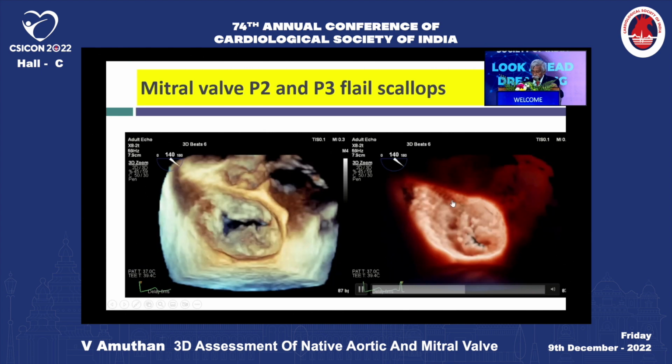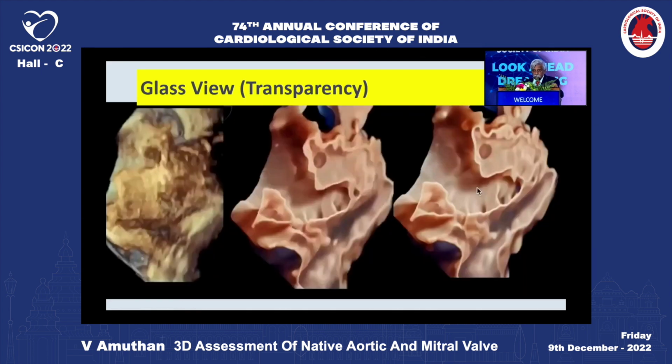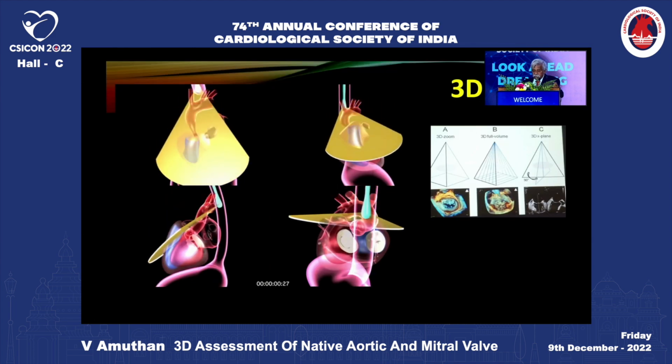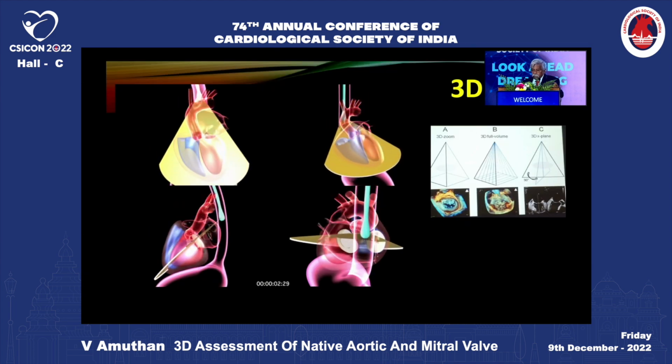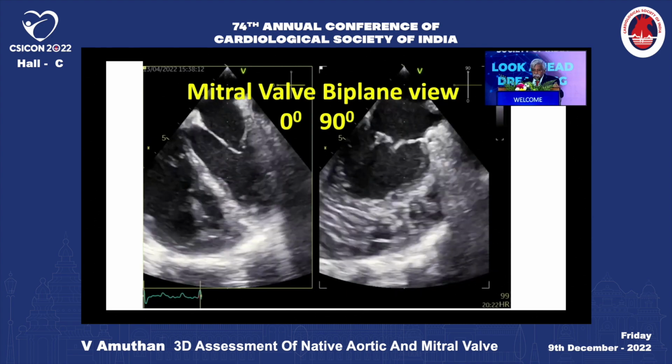You can see that comparison. This is another technique which is called glass view, which increases the transparency of these things, so that you see your devices much better. It's a very, very useful technique for interventional cardiologists who are going to apply these techniques. So this is the three-dimensional echocardiography.